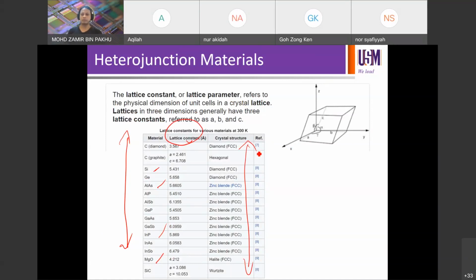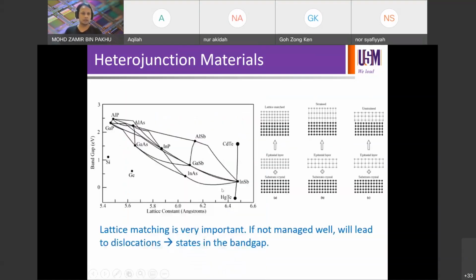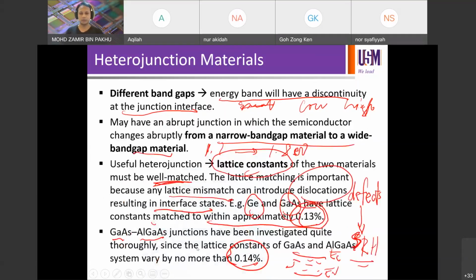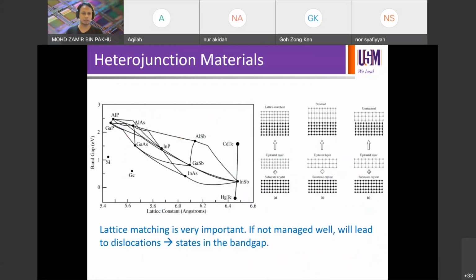Okay, so let's look at this graph. If you want to combine, for example, two different materials with two different band gaps, just now we talked about germanium and gallium arsenide. Germanium and gallium arsenide, 0.13%. So let's look at germanium and gallium arsenide.